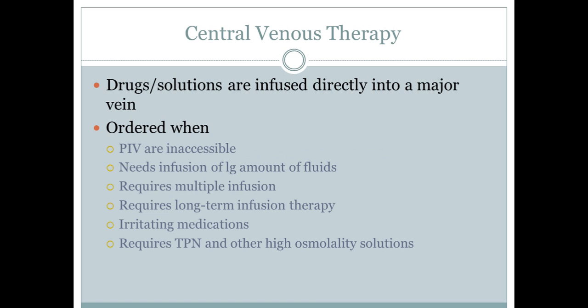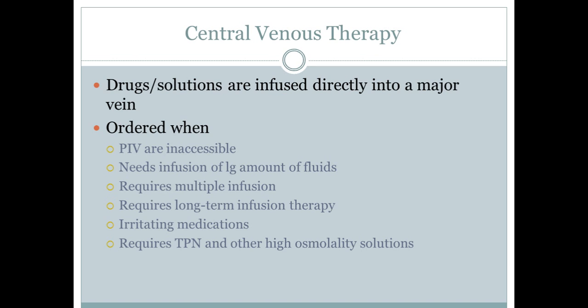Some of the reasons why we use central venous therapy. Obviously, the drugs and solutions are infused directly into a major vein, and we'll talk about where that tip is going to be for the PICC line as well as the midline. But generally, doctors are going to order central lines when the patient doesn't have peripheral IV access, whether they're severely dehydrated, they have burns all over their bodies, or their systems are starting to shut down, and that blood flow has been shunted away, and you're unable to get that access.